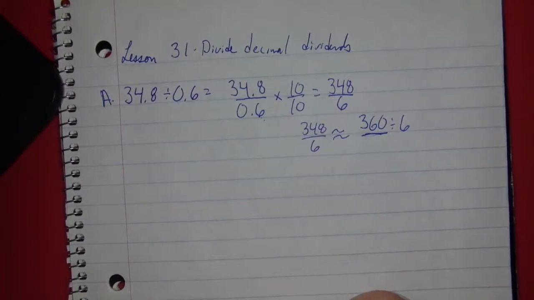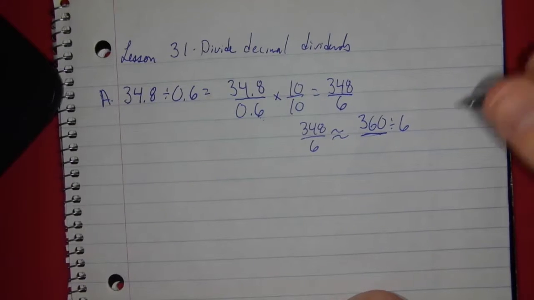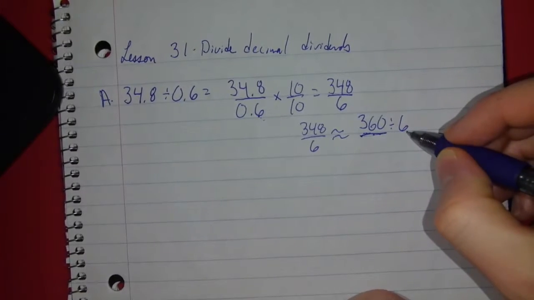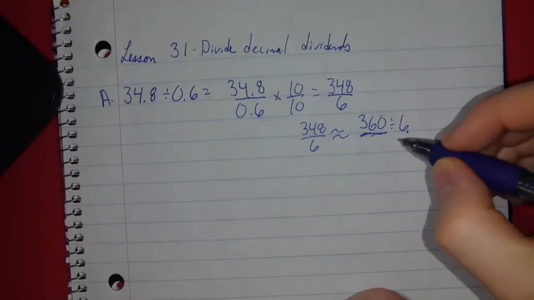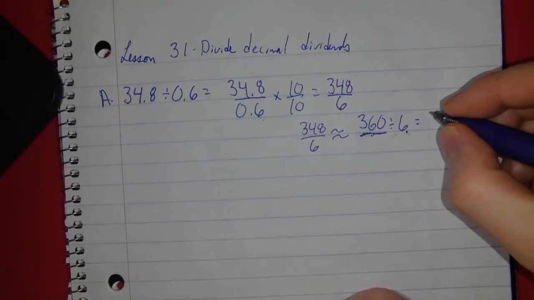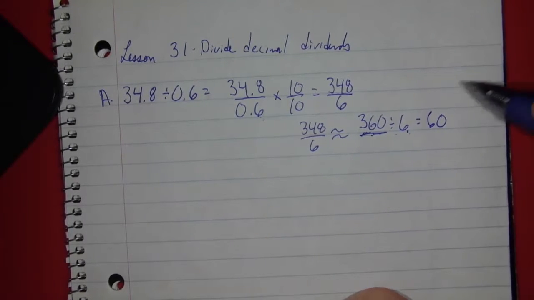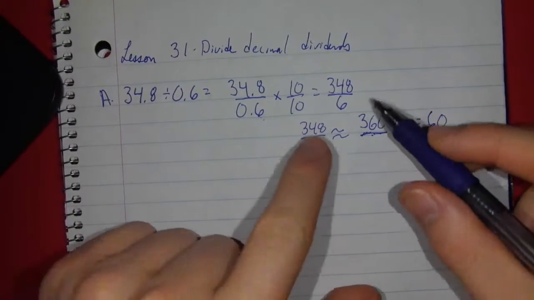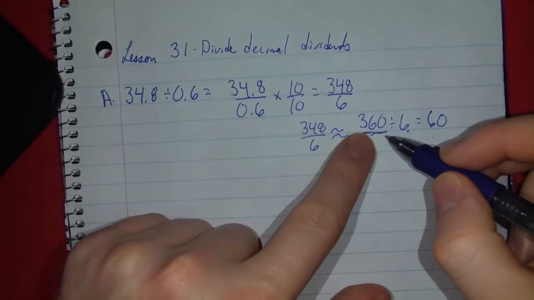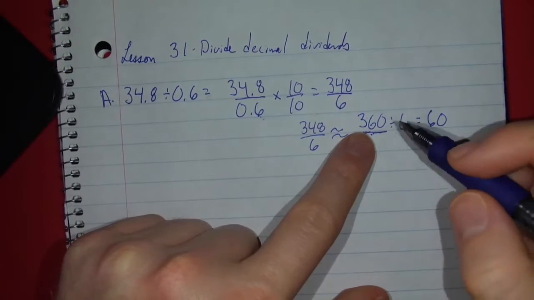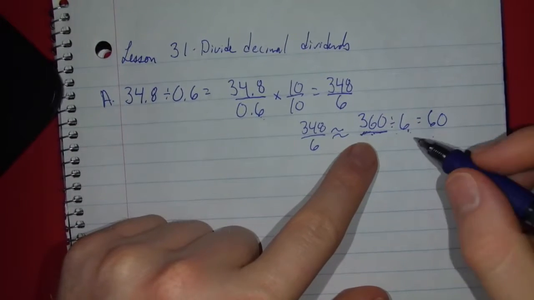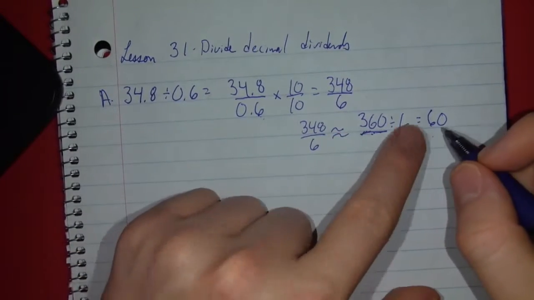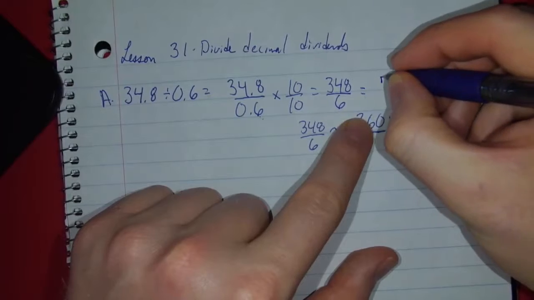Why did I choose 360? Well, I chose 360 because 6 goes into 36 evenly, right? 36 divided by 6 is 6. So I know that 360 divided by 6 will equal 60. So that gives me a really helpful estimate that gets me pretty close to 348. 348 is actually 12 away from 360. So I can actually think about it. If it's 12 away, that's 2 other 6s, right? So it's not going to be 60, it's going to be 58.